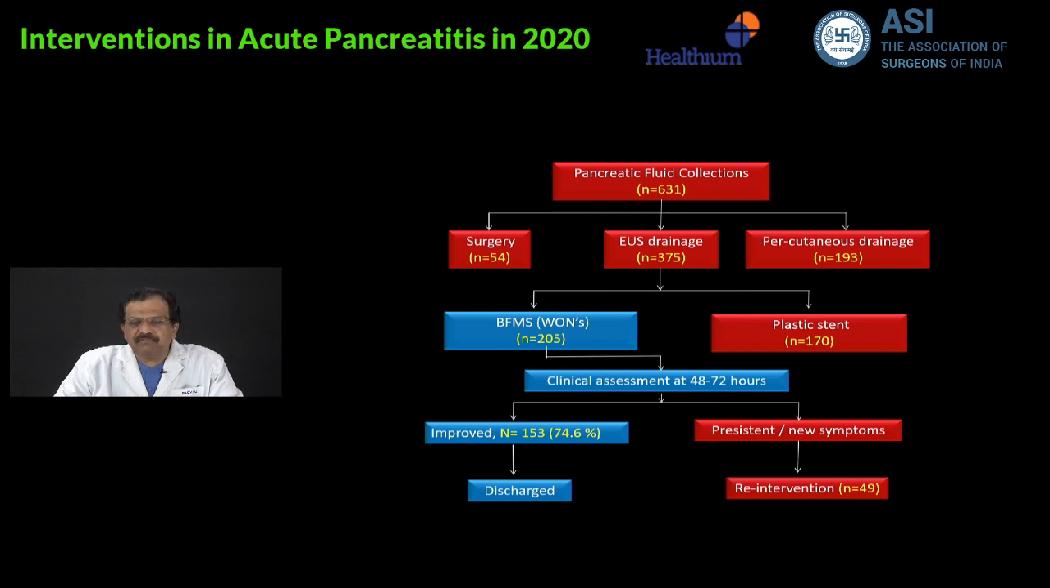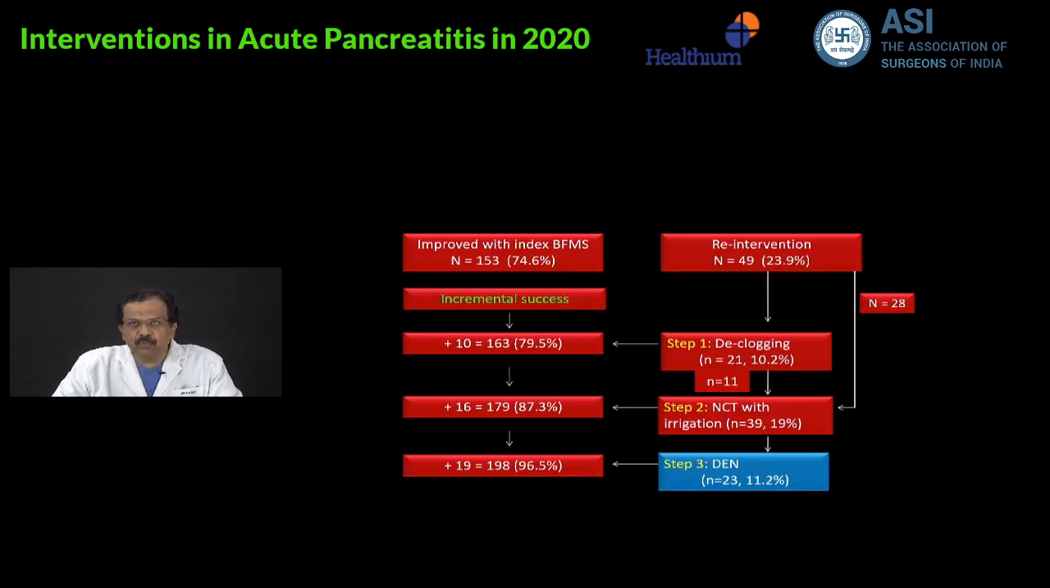Now, the other 25% of the patients who did not do well with just placement of the stent are the patients who went for subsequent interventions in the form of declogging. I'll show you what declogging is. And then patients who did not respond to declogging underwent placement of a nasocystic drain, and patients who did not do well with this underwent direct endoscopic necrosectomy. So you can see this, 75% of the patients underwent just placement of the stent, and they did extremely well, and only a very small percentage of these patients underwent necrosectomy.